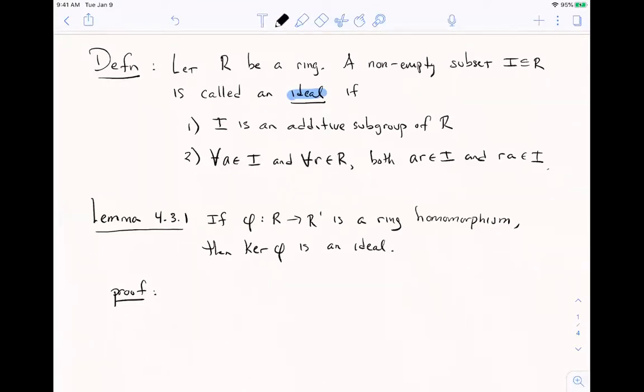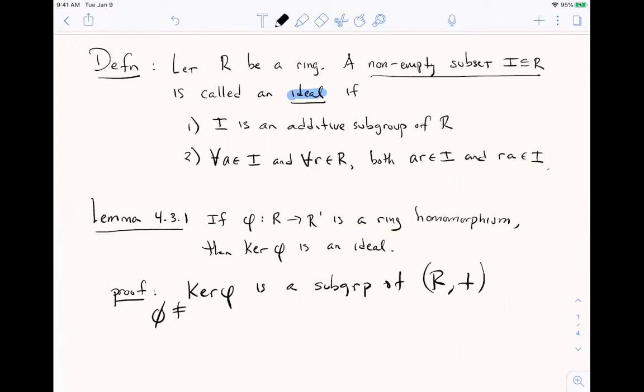So let's prove this. I'm going to try to give you the spirit that a lot of this work is done in group theory. I'm going to start by saying that we know the kernel of phi is a subgroup of (R, +) under addition. I'm always just going to write this as a pair when I'm emphasizing the ring's additive group structure. We know that from previous work. And so in particular, the kernel of phi can't be empty. The subgroup has to have the identity element in it. So it's a non-empty subset, and it's an additive subgroup because it's a kernel.